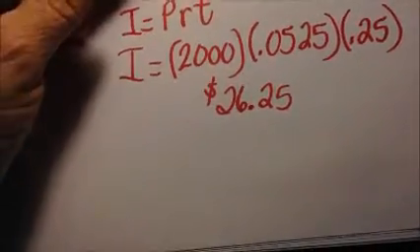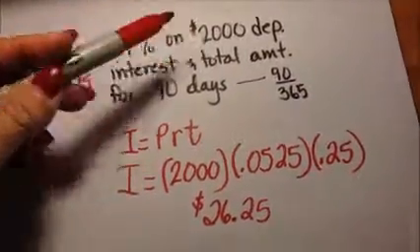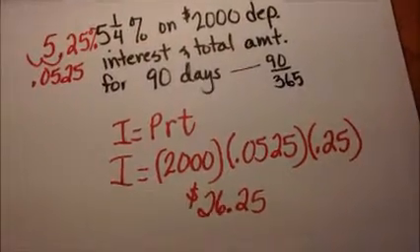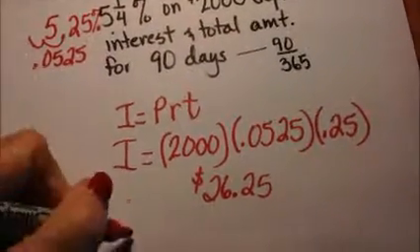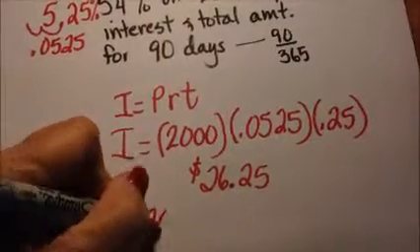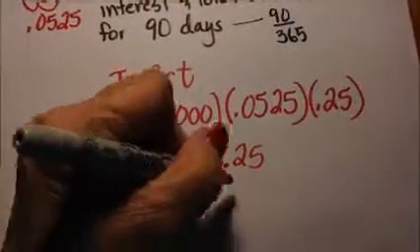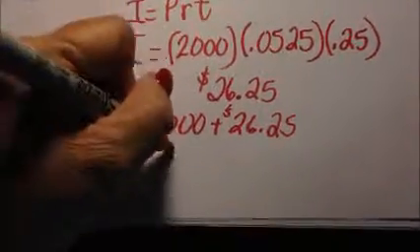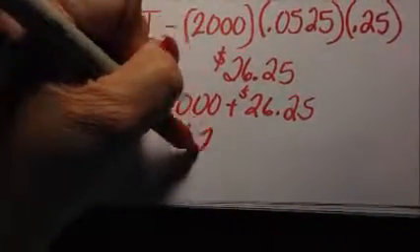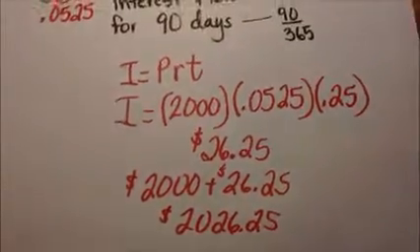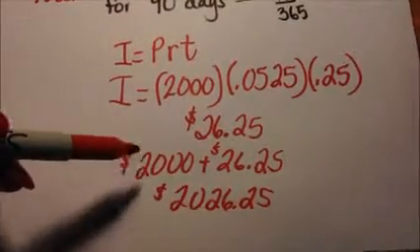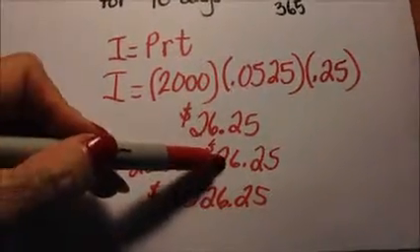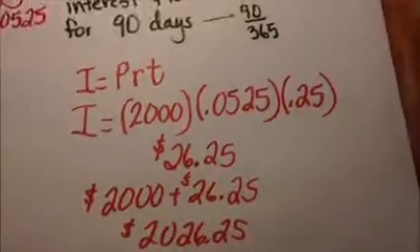So if I were looking at that from the perspective of now how much money at the end of 90 days do I have, so that would be 2,000 plus 26.25. So now in my bank account I have $2,026.25. Okay, again I add my principal to my interest, and that gets the amount that I have.